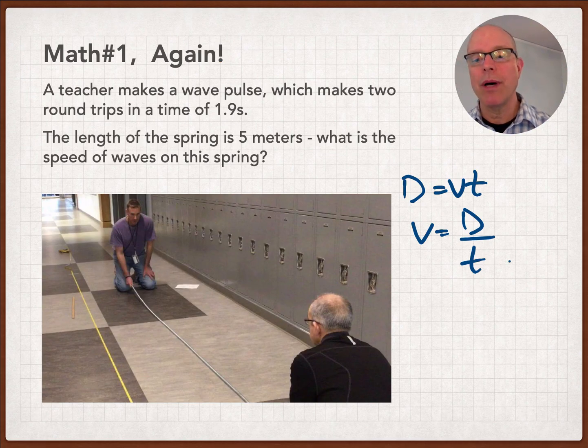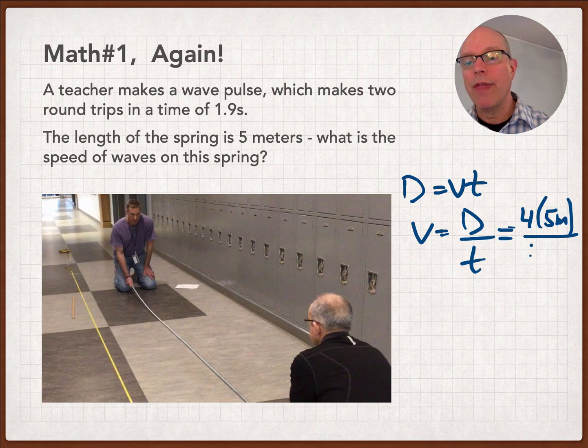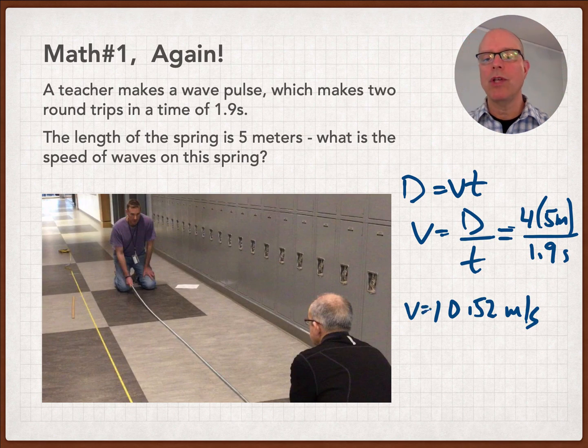So if we're talking about 2 round trips, and that's the time you're able to get, that's actually going to be, for this example, 4 times 5 meters, if you think about it. If these two people are separated by 5 meters, right? So if that's the measurement that you made, and you plug in 20 meters over 1.9 seconds, you're going to get that the speed of the waves is 10.52 meters per second, which would be a pretty decent result, okay?